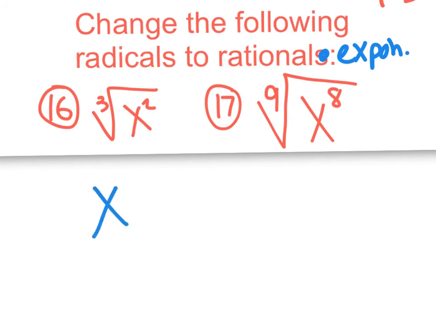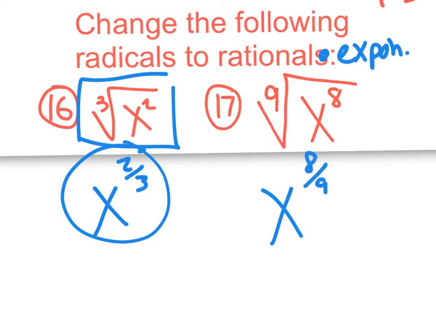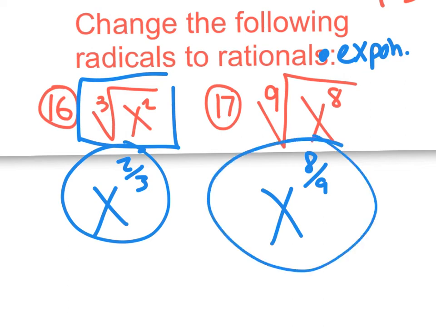X to the 2/3. Man, it's like 3 points. That's it. Now, you wouldn't normally do that because 2/3, you can't reduce it. You can't simplify 2/3. You would normally just leave it as the radical, the third root of x to the second. Now, number 17, what does that become? 8/9 power, right? It's not the fraction 8/9. It's the fraction as a power. It's a rational exponent. That's your answer for number 17.